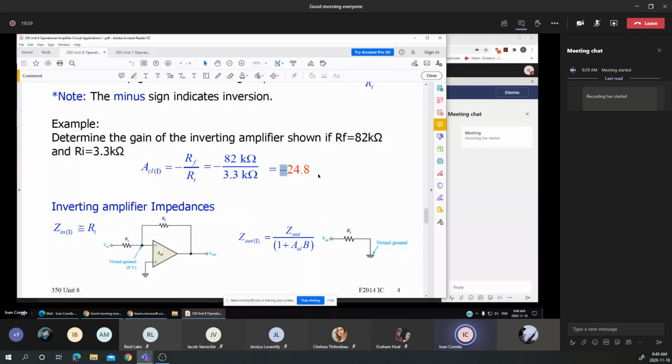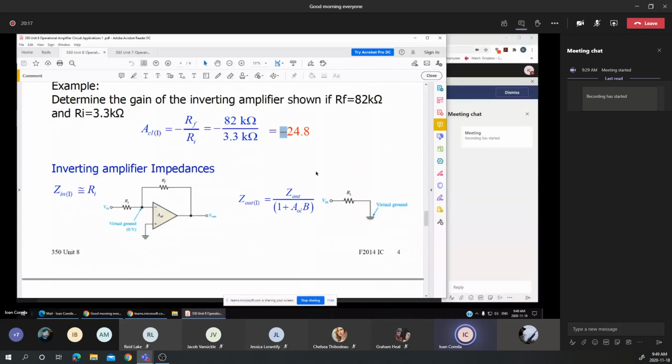Based on the resistors, we can use precise resistors, for example 2% or 1%, and we end up with a very precise gain that we may use for the circuits and applications. Now, the next step is trying to define the input impedance and the output impedance for an inverting amplifier.